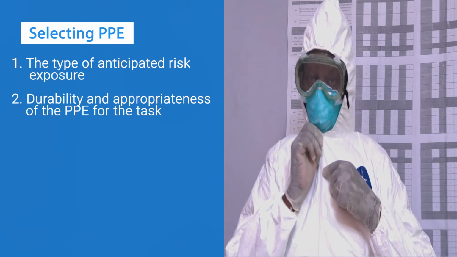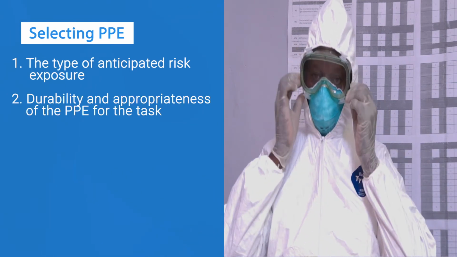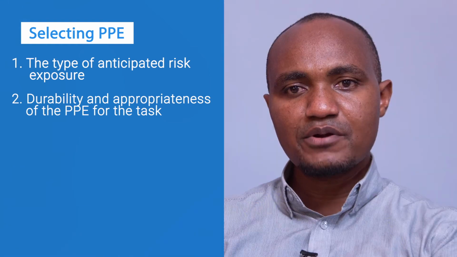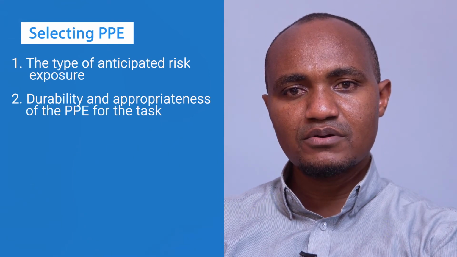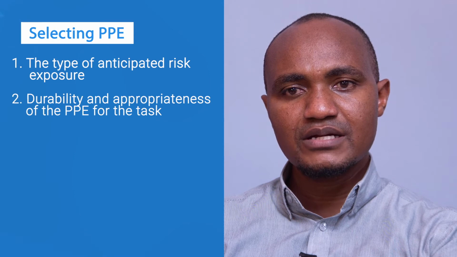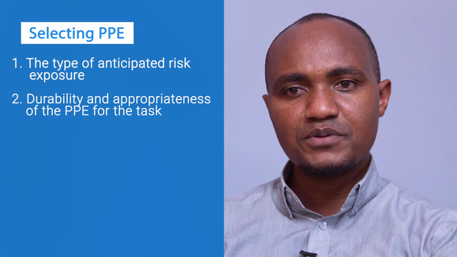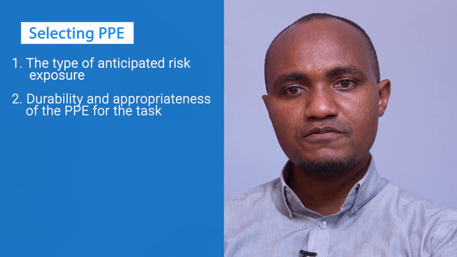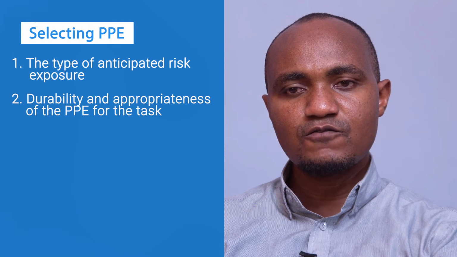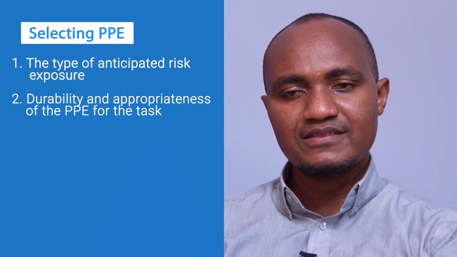Second, and very much linked to the first, is the durability and appropriateness of the PPE for the task. This will affect, for example, whether a gown or an apron is selected for PPE, or if a gown is selected, whether it needs to be fluid resistant, fluid proof, or neither.